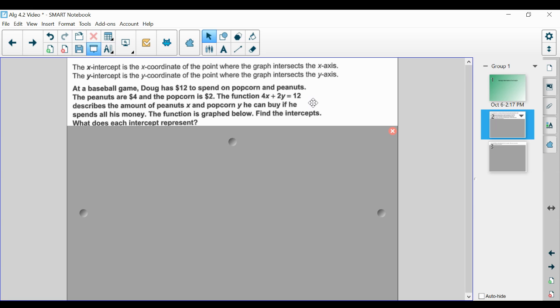But let's talk about how many buckets of popcorn and bags of peanuts he can buy. If he has $12 to spend and he wants to buy all peanuts, how many bags of peanuts can he buy if they're $4 a pop? Yeah, 3 bags. So he can spend all his money on 3 bags of peanuts. If we know popcorn is $2 a bucket and we want to figure out how many buckets of popcorn he could buy, well, 12 divided by 2 is 6. So he can buy 6 buckets of popcorn. So we can use that knowledge, 3 bags of peanuts, 6 buckets of popcorn, and show that on our intercepts of a real life scenario.